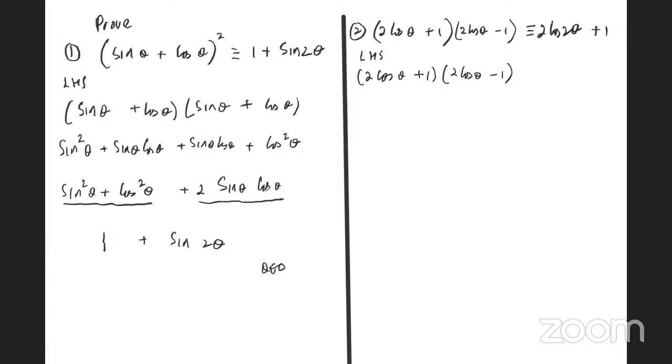Let's see how we multiply this out. 2 cos theta by 2 cos theta, that's 4 cos squared theta. 2 cos theta by minus 1 is minus 2 cos theta. 1 by 2 cos theta is 2 cos theta. 1 by minus 1 is minus 1. So this is 4 cos squared theta. The cos terms will cancel, this one with this one, minus 1.